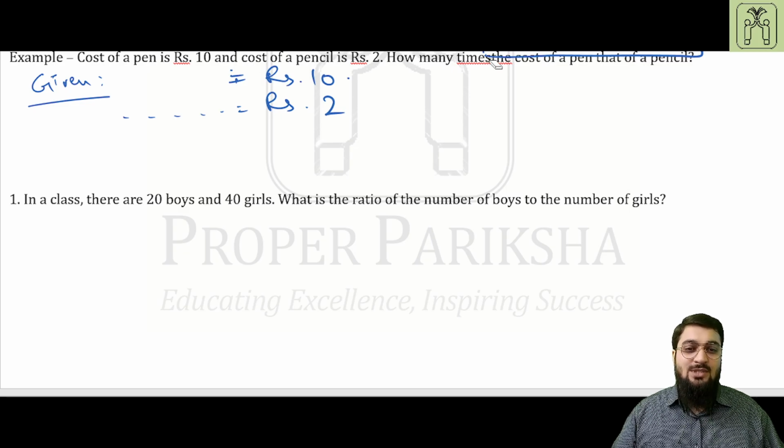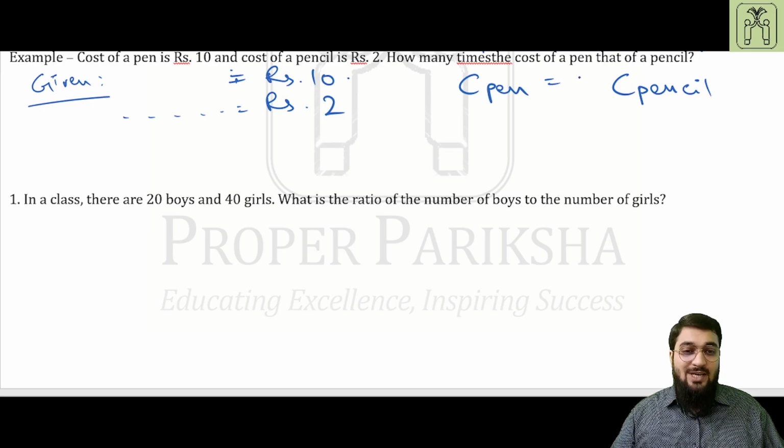How many times is the cost of a pen that of a pencil? So what do we have to find? We have to find the cost of pen. C pen is equal to C pencil, and how many times. So we have to find the multiplication factor, or we have to find the x that is in between.